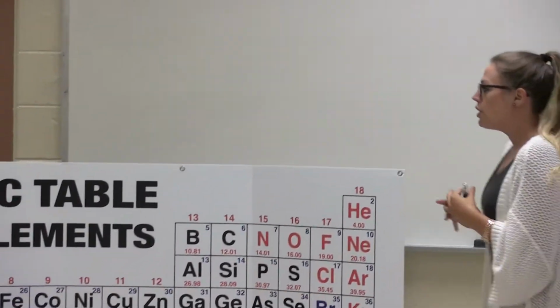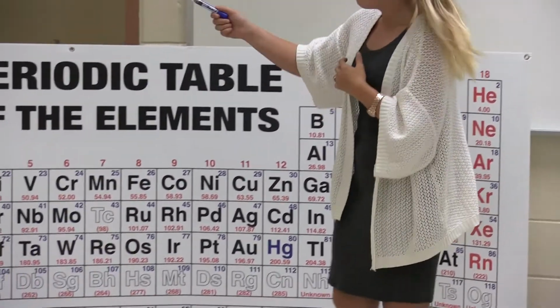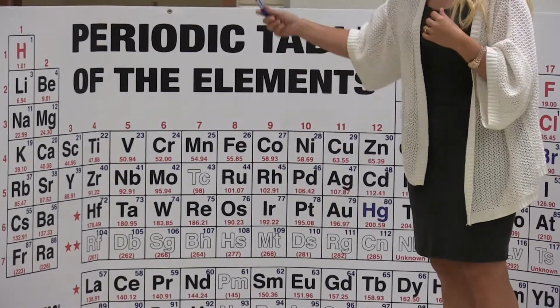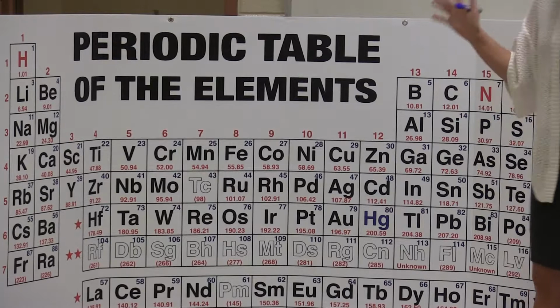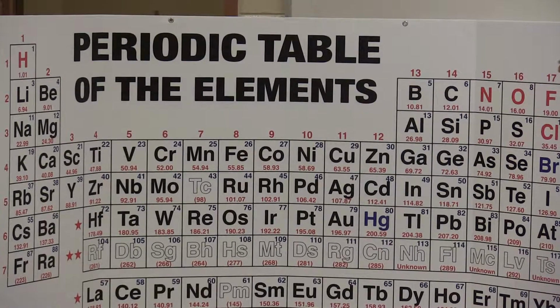So the first thing we need to do when we're dealing with Lewis dot structures is figure out the number of valence electrons each atom has. We look at the periodic table as a cheat way to figure out the number of valence electrons. Everything in column 1 has 1 valence electron. Everything in column 2 has 2. We're going to skip the transition metals; we don't really deal with those when we're doing Lewis dot structures.